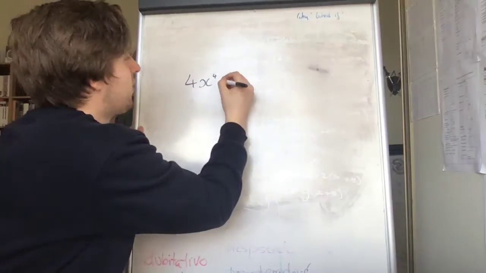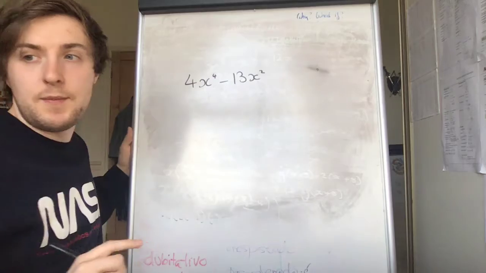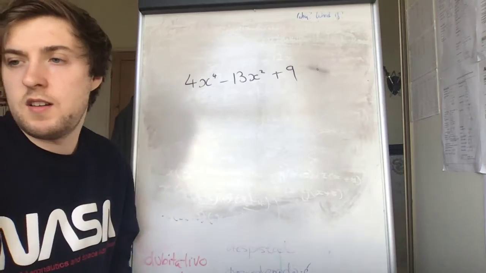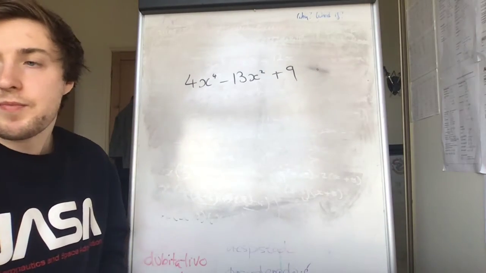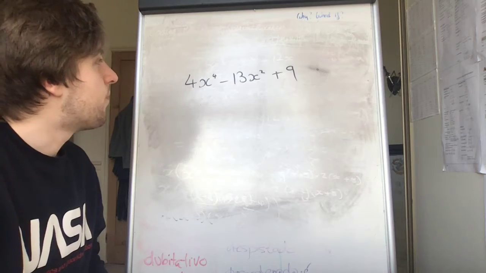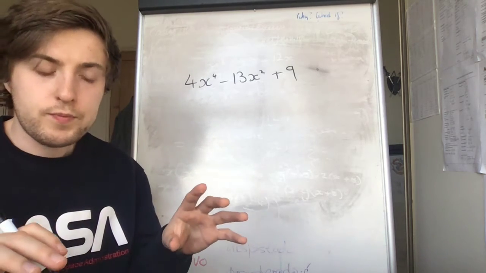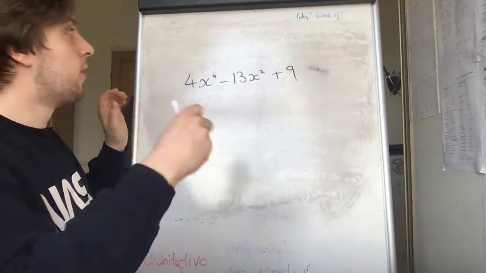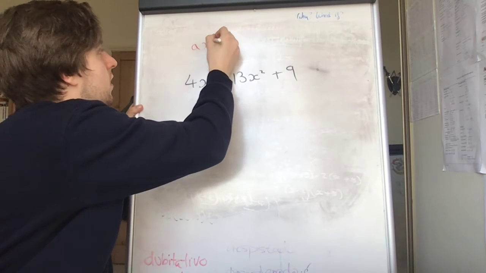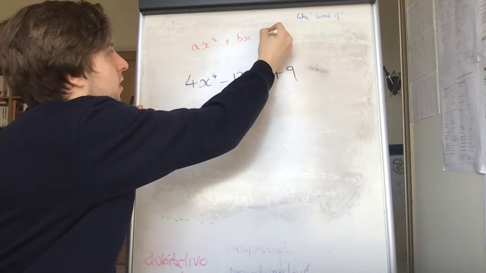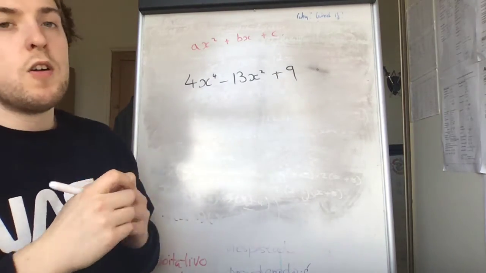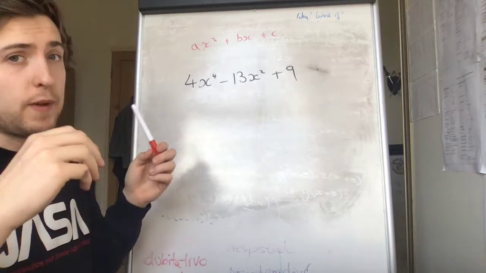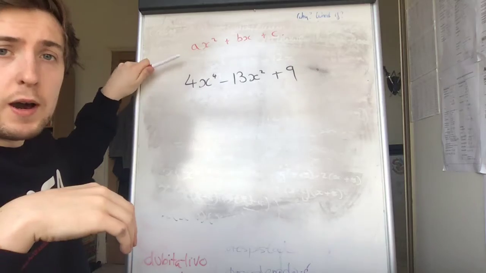Exciting. Negative 13x squared. And let's add 9 to the end of that. Yeah? Okay, perfect. So, in this situation, what you should do is really apply the same principle that we have had all along of ax squared plus bx plus c. Now, the way that I find this easiest is to transform, as I said before, this equation into our quadratic expression.